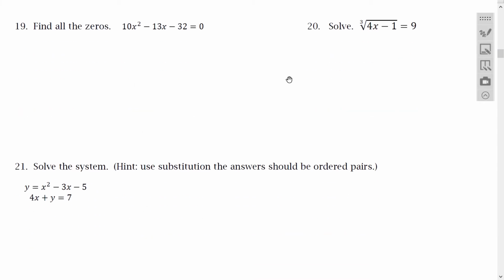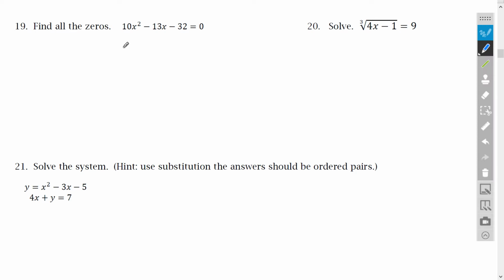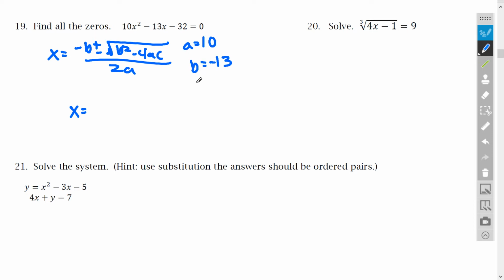Number 19, find all of the zeros. Okay, so the zeros here would be the solutions. Okay, and this is a quadratic, so I would probably just want to use the quadratic formula here. x equals negative b plus or minus the square root of b squared minus 4 times a times c, all over 2a. So a is 10, b is negative 13, c is negative 32.